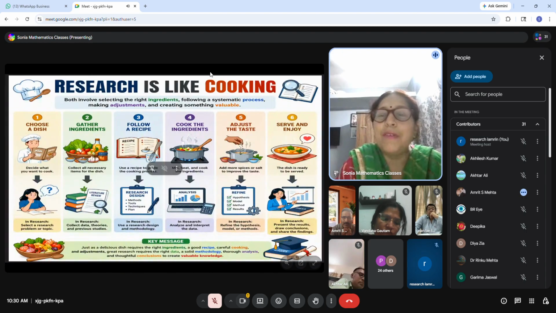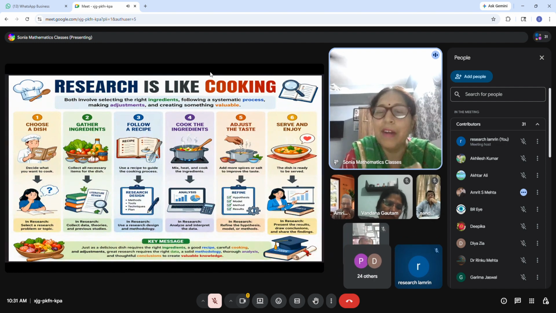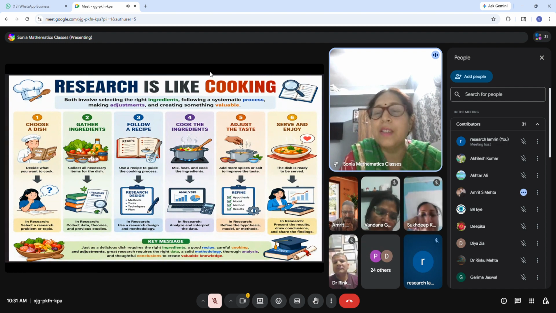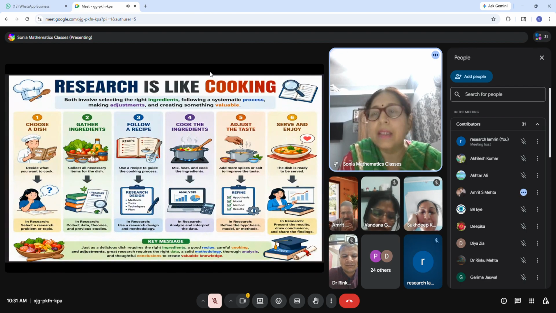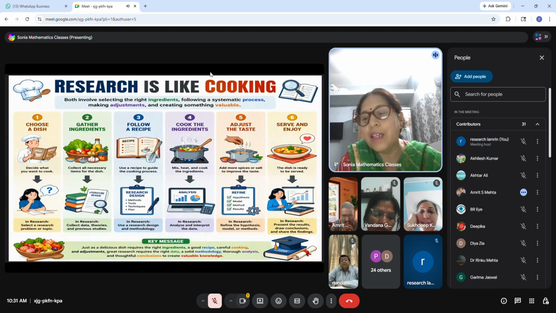And then the fifth step in cooking, we will adjust the taste. कि नमक कितना डालना है, मिर्ची कितनी डालनी है. We will add more spices or salt to improve the taste. Same in research, we will refine the hypothesis, models, or methods. And in the last, we will serve and enjoy the dish. And also, in research, we will present the results, draw conclusions, and share the findings.